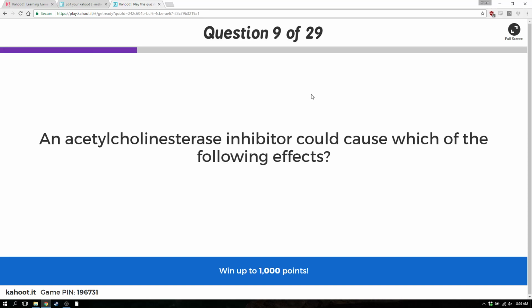An acetylcholinesterase inhibitor would cause which of the following effects?